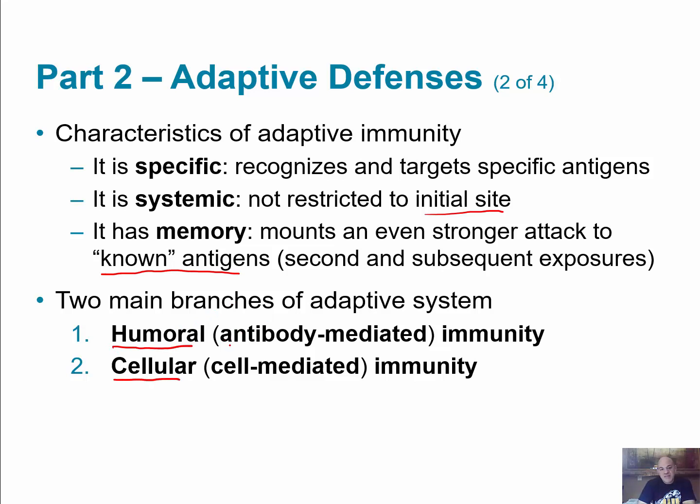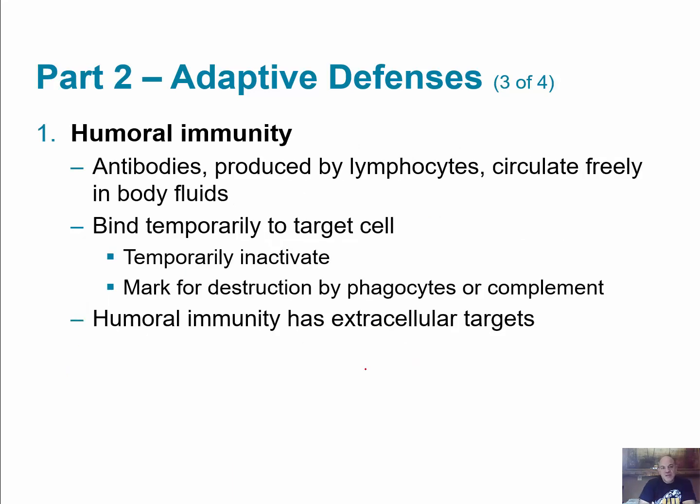The humoral immunity involves antibodies, so it's sometimes referred to as antibody-mediated, and cellular is also called cell-mediated immunity. In humoral immunity, antibodies are produced by lymphocytes, and they circulate freely in the body fluids, or the humors. They bind temporarily to the target cell, and this temporarily inactivates the cell, and then marks it for destruction by a phagocyte or by complement. This humoral immunity has to deal with extracellular targets, so targets would be outside of your cells.